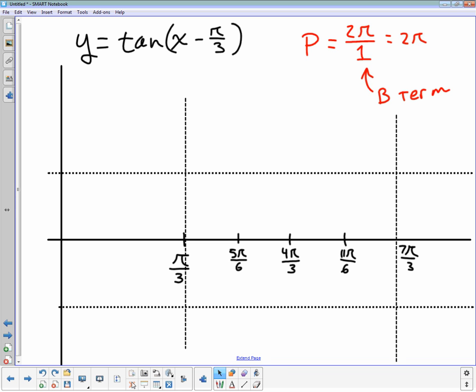Great. Everybody got it graphed? Okay. But if you think about tangent, and we think about the unit circle, and as we spin around the unit circle, tangent becomes undefined at certain places. When does that happen? At what and what?